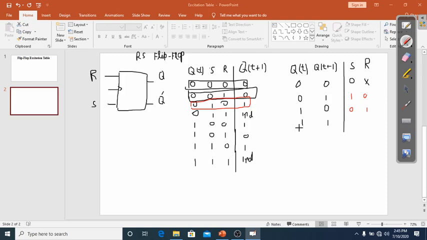When the present state is equal to 1 and next state is equal to 1, here you can see the present state is equal to 1, next state is equal to 1. Then you have reset is always 0 in this case, and set could be a 1 or 0. So I will plug in a don't care condition here. So this is called the excitation table for RS flip-flop.